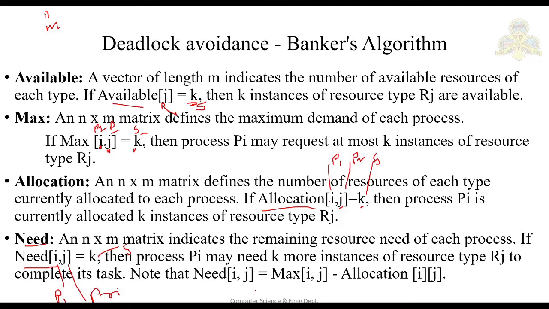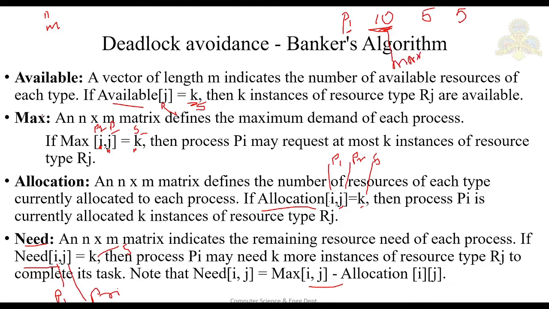So need is nothing but maximum minus allocation. Say suppose your process P1, to complete its execution, needs a maximum of 10 instances of the resource, but out of 10 only 5 are allocated to it, right? So that means your process still needs 5 more resources to complete its execution. So here P1 is your process, and 10 is the maximum number of the resource it needs to complete its execution. So 10 is nothing but max.